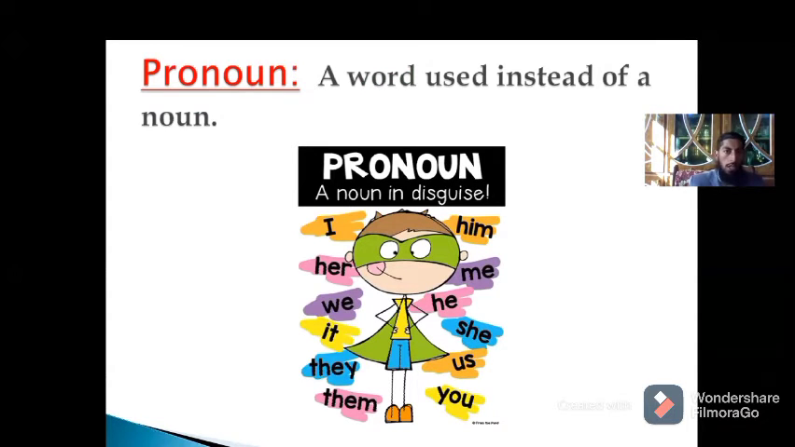Then comes the next part of speech, which is pronoun. Pro means for, so for a noun. The definition in front of you is: a word used instead of a noun is called a pronoun. So a pronoun replaces the noun, or you can say a word used in place of a noun is called a pronoun. Some common pronouns are written here, and a noun in disguise is also called a pronoun. For example, we use he. He is replacing some person. He is disguised. Disguise means changing one's appearance. It is actually a noun, but it replaces the noun. It disguises the noun. So a word used instead of a noun is called a pronoun.